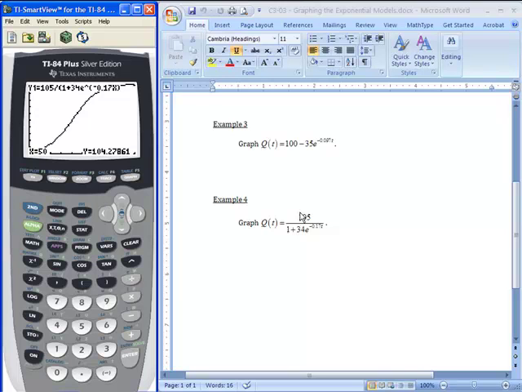I hope this video gives you a good idea how to use the zoom fit option for graphing, number one. And number two, you'll remember a little bit about the shapes of these exponential model graphs and some of the things that we can use the calculator to help us learn about those exponential models.